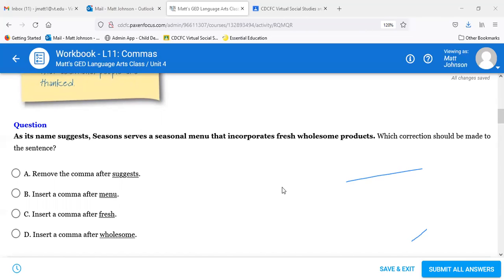Oh, C. Yeah. So we have adjectives there, right? Fresh, wholesome. And we're going to separate those, two different units there, break up the sentence a little bit. So Seasons serves a seasonal menu that incorporates fresh, comma, wholesome products. So C as in cat.